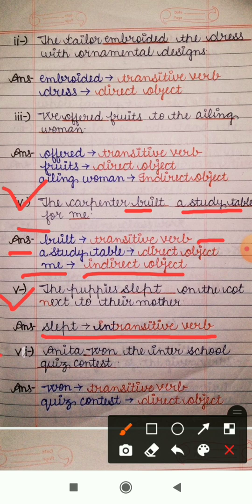The next sentence is, Anita won the inter-school quiz contest. So what is the verb? The verb is won. So what did Anita win? Anita won a quiz contest. That means it is a transitive verb, and she won the quiz contest, that is the direct object, because it is receiving the action that is won. The quiz has been won by Anita.